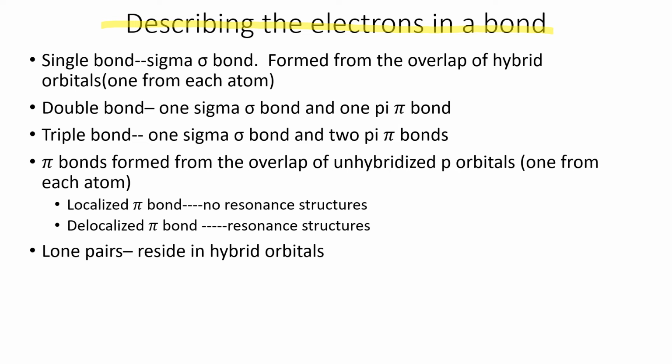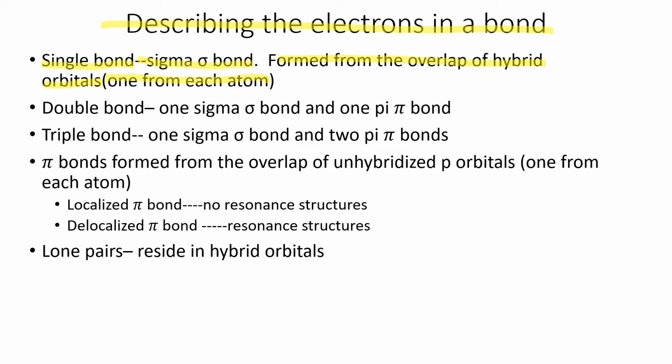First, anytime you see a single bond in a molecule, we're going to describe it as a sigma bond. Single bonds are going to be sigma bonds. And for sigma bonds, we're usually going to describe them as an overlap of hybrid orbitals, one hybrid orbital from each atom.